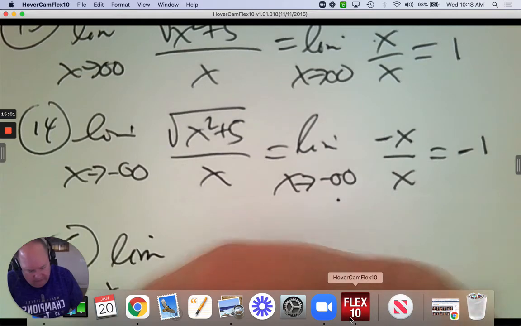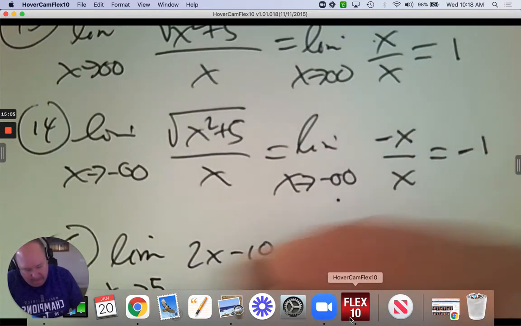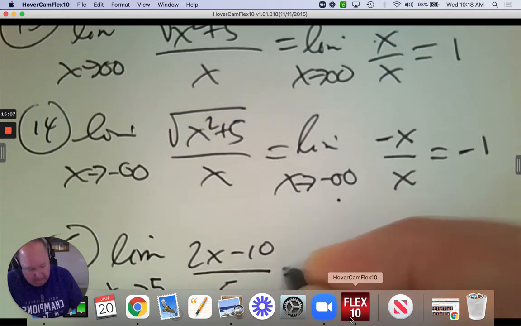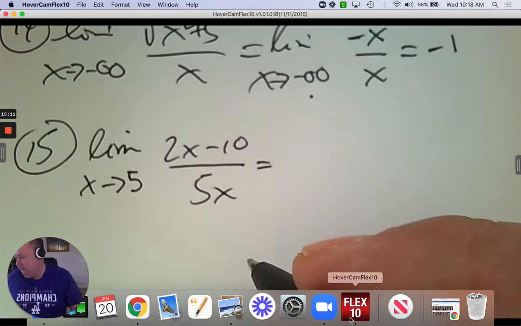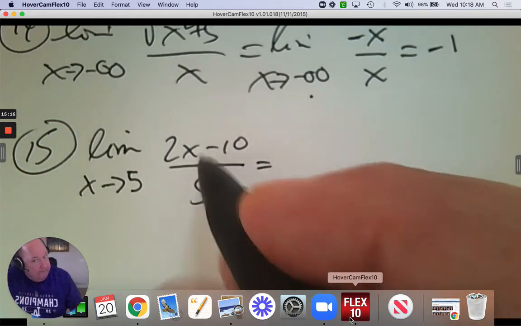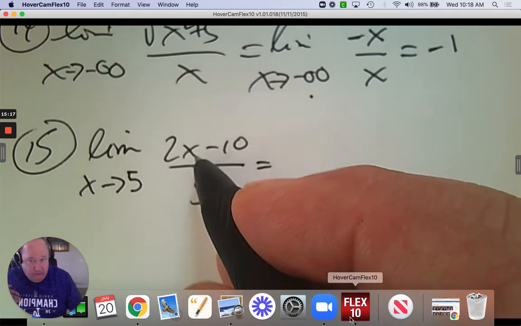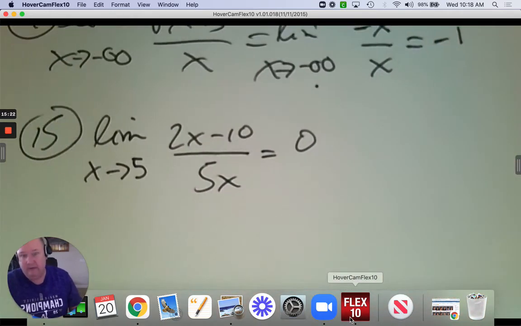Once you catch on to limits, evaluating a limit is not too bad, and it doesn't take a long time, which is nice. So again, how do you evaluate a limit? You do a substitution. For this one, don't assume that it's indeterminate. If you plug in 5, 2 times 5 is 10, take away 10. So that's 0 divided by 25, which is just 0.